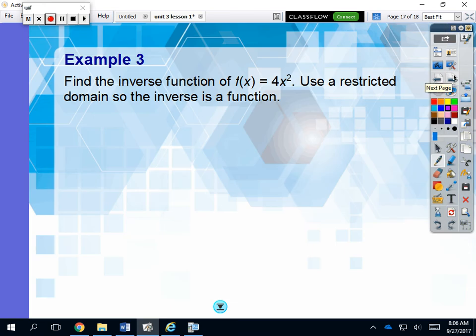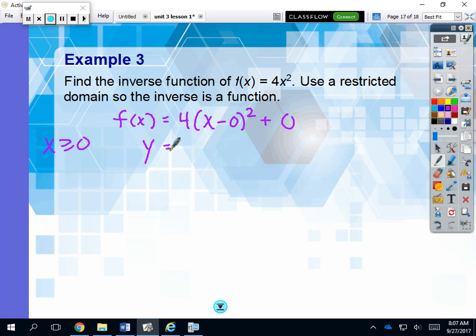Find the inverse of f of x equals 4x squared. So now we're going to have to restrict the domain because we have a quadratic function. In other words, this is f of x equals 4 times x minus 0 squared plus 0, because you don't have an h or a k. So all we need to do is find the restricted domain, and that's x is greater than or equal to 0. So we make this y, and we'll go back to 4x squared.